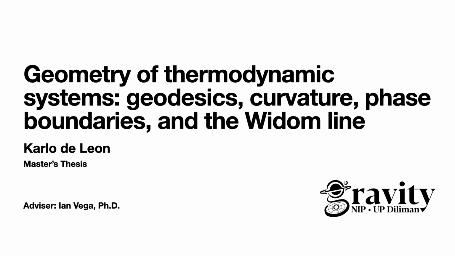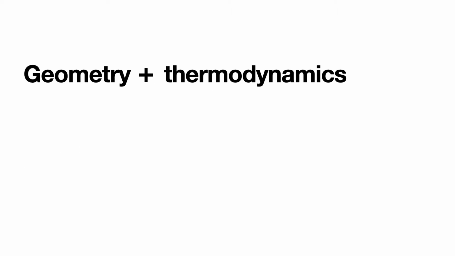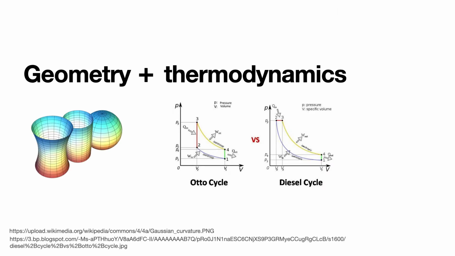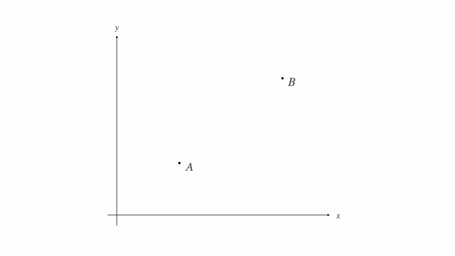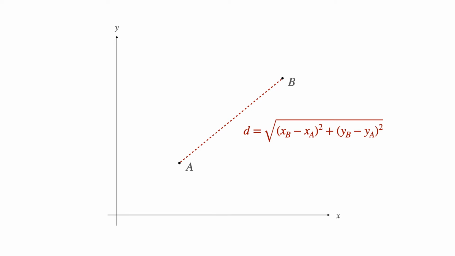Let's start with these two words in the title. The main field is thermodynamics, but we spice it with geometry. Let's visit the old Cartesian plane. With 2 points, we usually talk of the distance between them. The notion of distance and angle gives the Cartesian plane a certain kind of geometry.